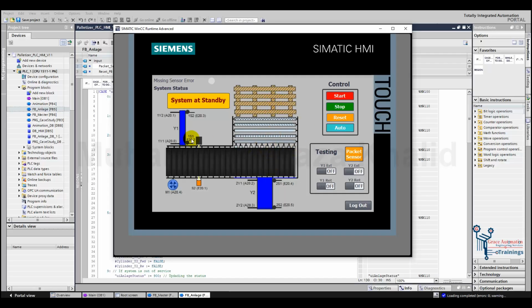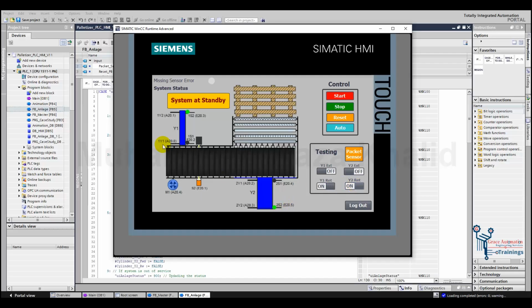So these are the limit sensors telling us about the position of the cylinder, whether the cylinder is retracted or extended. For demo purposes, instead of the sensors we have buttons to show the position of the cylinder. So here we can see that firstly the cylinder Y1 is retracted, so let's turn it on, and cylinder Y2 is also retracted.